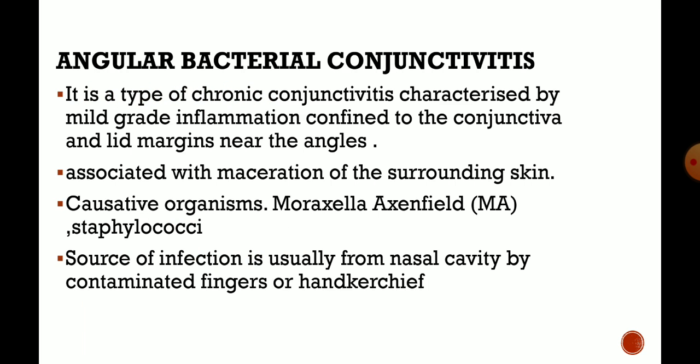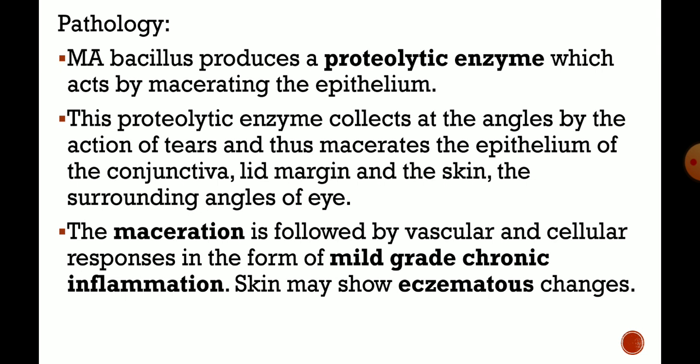Next is angular bacterial conjunctivitis caused by Moraxella. Okay. So Moraxella is confined to the conjunctiva and the lid margin near the angles, because of contaminated fingers or handkerchief. Moraxella releases a proteolytic enzyme, so the epithelium in that region is macerated. This enzyme is collected at the angle by the action of tears, and it will macerate the epithelium in the conjunctiva, in the lid margin, and the skin.